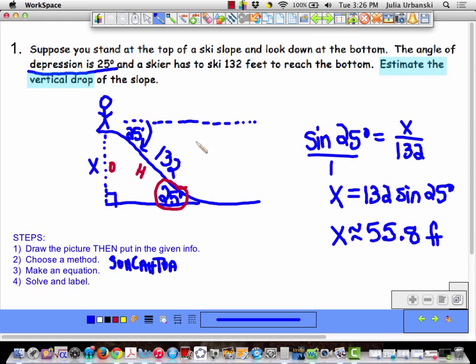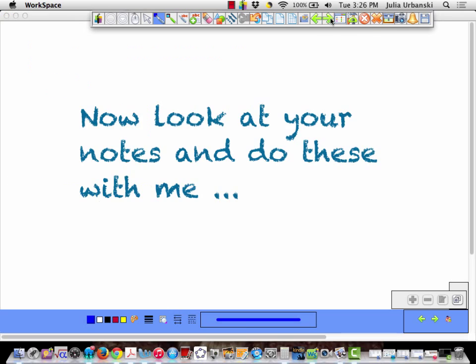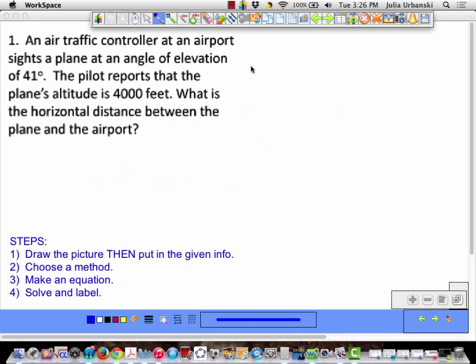All right, pick up your pencils and do the last two examples in the notes with me on the front side. And just think about what's happening and the picture we would have to draw. An air traffic controller at an airport sights a plane at an angle of elevation that's looking upwards of 41 degrees. Okay, so there's a guy at the airport.